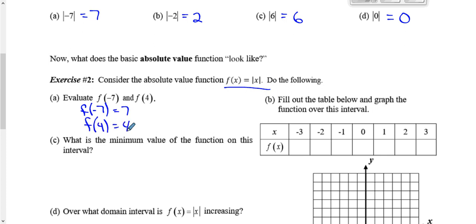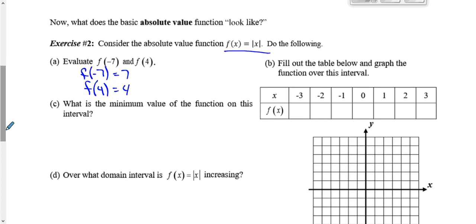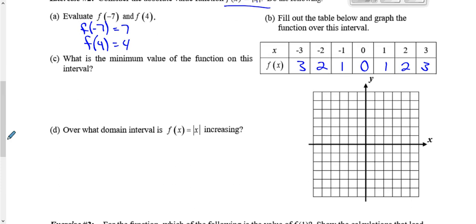4. Okay. So let's go to part B and fill out this table. We're putting each one of these in the absolute value function. So this should be simple. Just read these off. 3, 2, 1, 0. Okay? So there's our XY table. Let's graph it. So we have -3, 3, -2, 2, -1, 1, 0, 0. And like that.